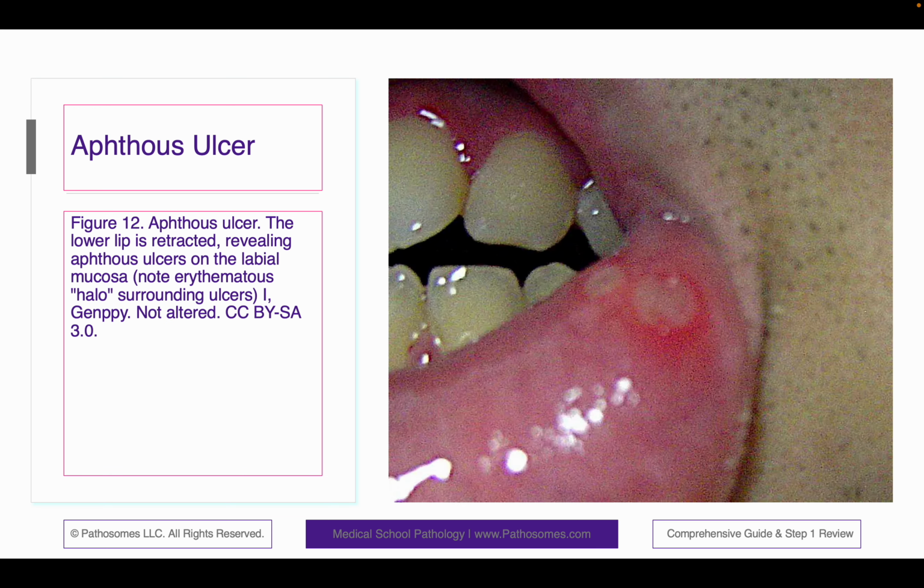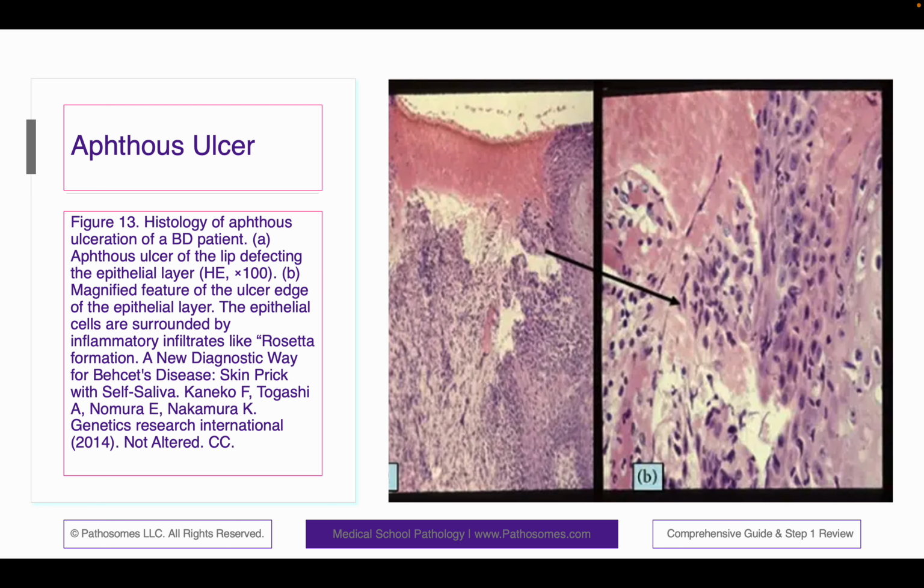So here we can see the aphthous ulcer on the lower lip, right? Near the labial mucosa. Note that halo surrounding the ulcer. Halo appears a bit reddish, a bit erythematous, right? And here we have the histology of an aphthous ulcer, right? Note the ulcer edge near the epithelial layer.